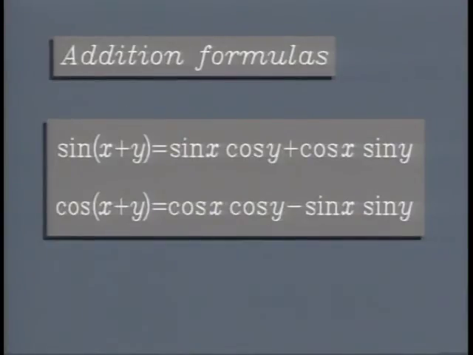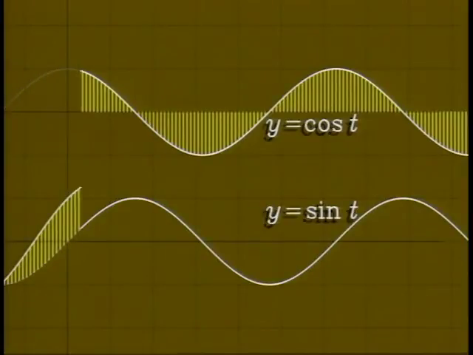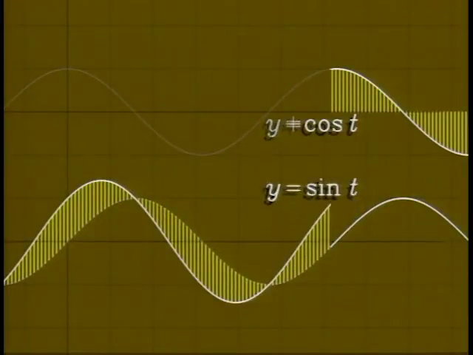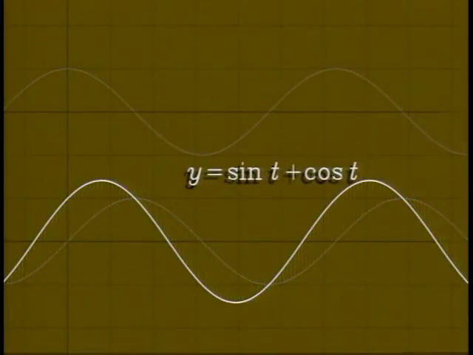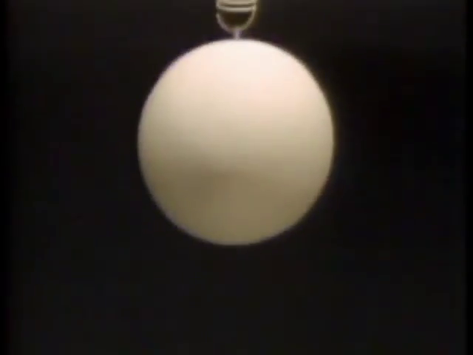The next program will discuss addition formulas for the sine and cosine of a sum of two angles. These formulas show that a sine wave combined with a cosine wave of the same frequency is another sine wave, possibly shifted. This fact plays an important role in the study of vibrating motion.